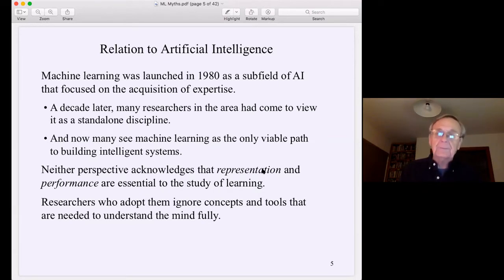And I don't think either of those views, that machine learning is a standalone field or that it's the only viable path to intelligent programs, is very constructive, because they don't acknowledge, again, this important point that representation and performance are really essential. And so there are other parts of AI that focus on those, and we need to understand those as well to do a good job.